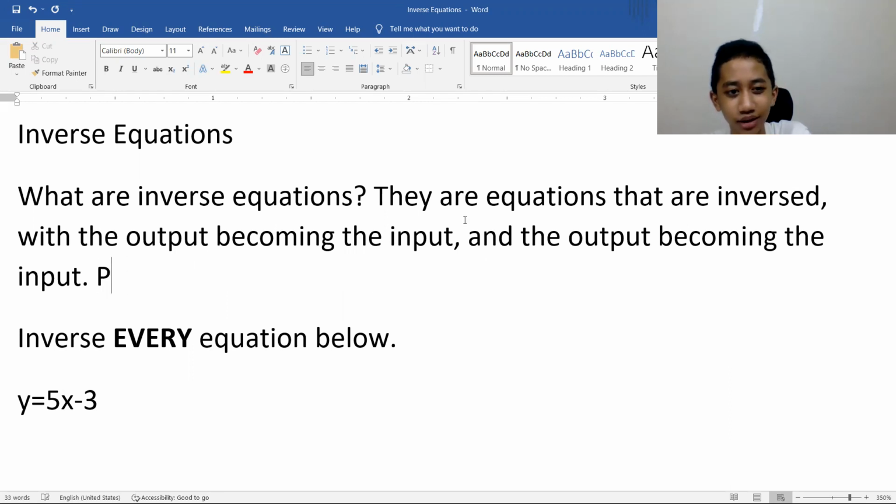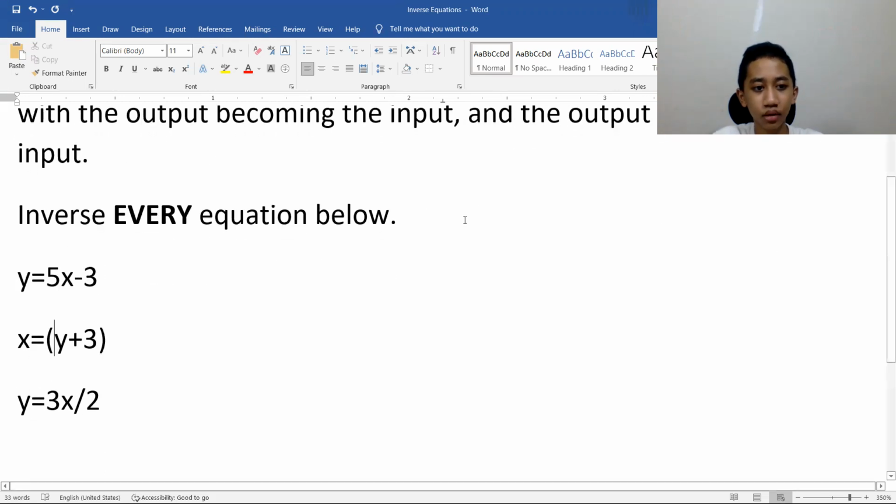Let me just describe first, I suppose. So yeah, I guess we could inverse equations now for me to show you. So it becomes x equals to y plus 3, in a bracket, divided by 5.